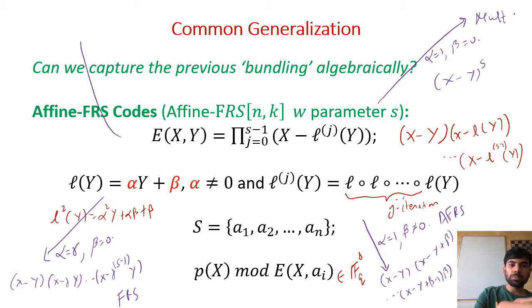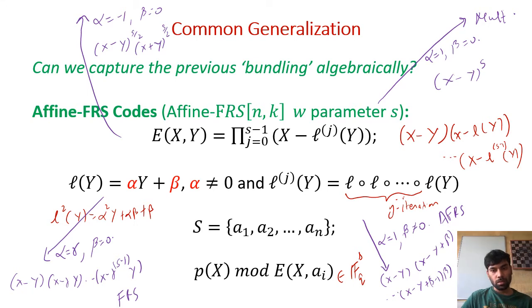But interestingly, they capture other codes which are an intermediate combination of FRS and multiplicity codes. For instance, if we set alpha to be minus 1 and beta to be 0, we will get the ideal (x minus y)^(s/2) and (x plus y)^(s/2). I am assuming s is an even integer. So even these codes are captured in our definition, and as we will later see, whatever we know about list decoding for FRS and multiplicity codes is also true for such codes.